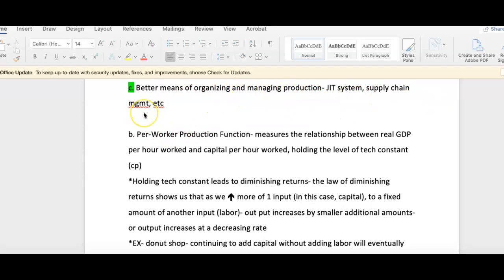Supply chain management is another way. If you could reorganize, for example, like let's pretend we're talking about Amazon, the way that bags are packaged.